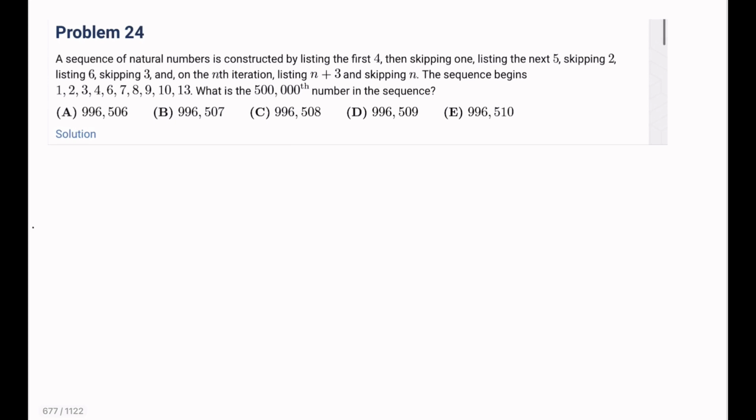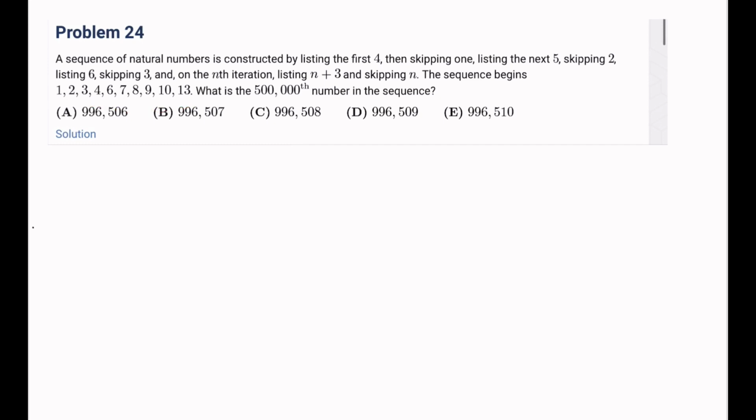Number 24. A sequence of natural numbers is constructed by listing the first 4, then skipping 1, listing the next 5, skipping 2, listing 6, skipping 3, and on the nth iteration, listing n plus 3 and skipping n. The sequence begins 1, 2, 3, 4, 6, 7, 8, 9, 10, 13. What is the 500,000th number in the sequence? So this is how the sequence begins, right?